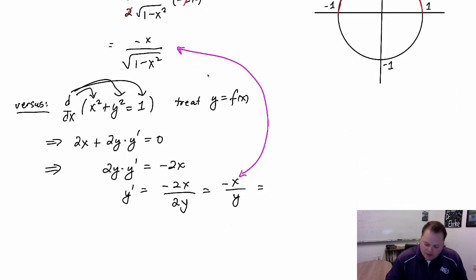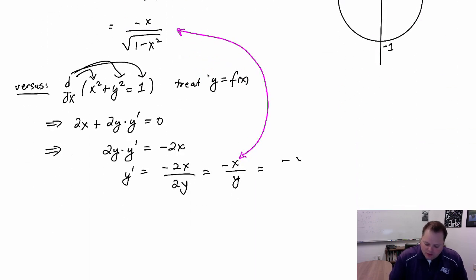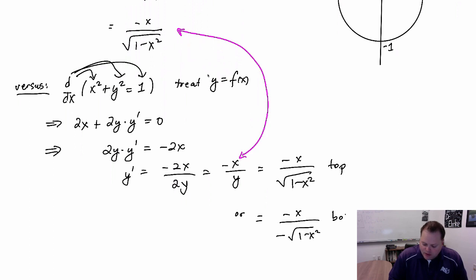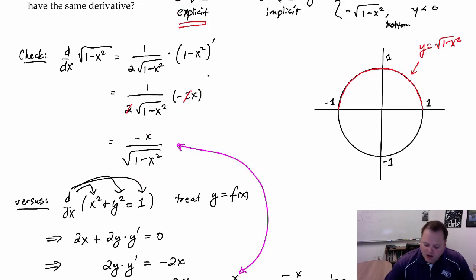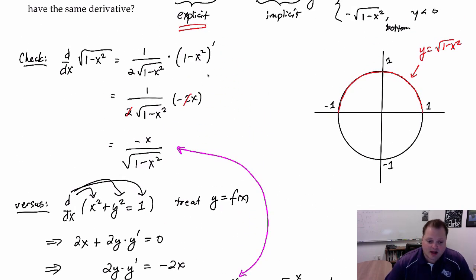So if we're on the top of the circle, then we can replace y with the square root of 1 minus x squared. So that's the derivative from the top. Or if we're on the bottom, then this derivative would be given by this value. In other words, y greater than 0 here, y less than 0 here. So we've got two different derivative formulas depending on whether we're on the top half of the circle or the bottom half of the circle.